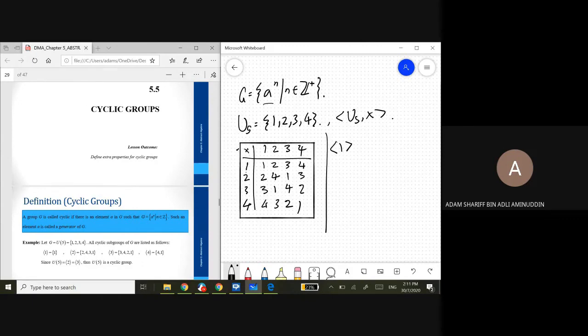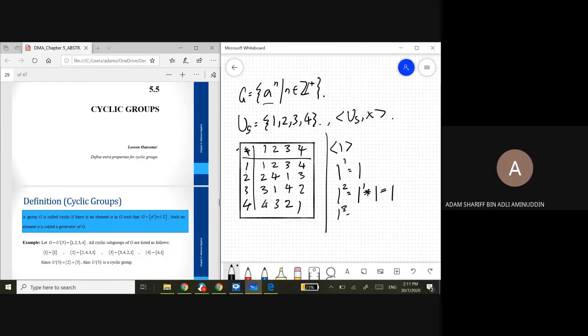A to the power of n represents like this. 1 to the power of 1 is 1. 1 to the power of 2 is equivalent to 1 to the power of 1 binary operation with 1. So you look at the Cayley table, 1 binary operation with 1, modulo 5. Don't forget, modulo 5. 1 times 1 is 1, 1 modulo 5 is 1.